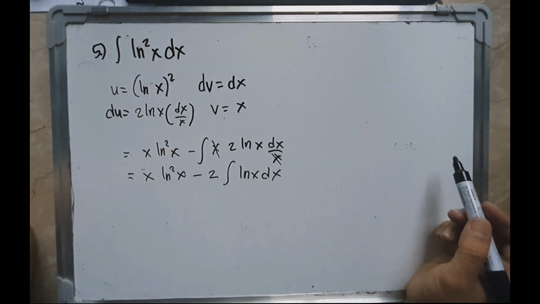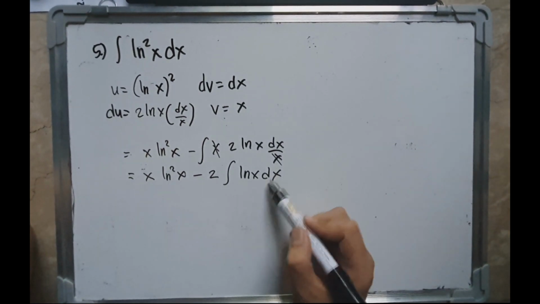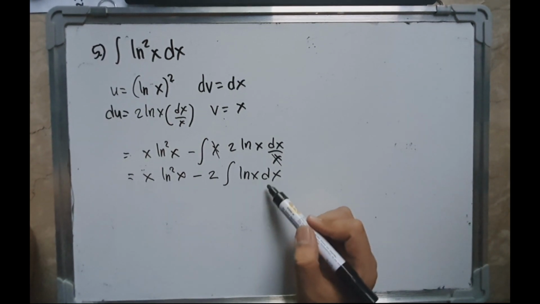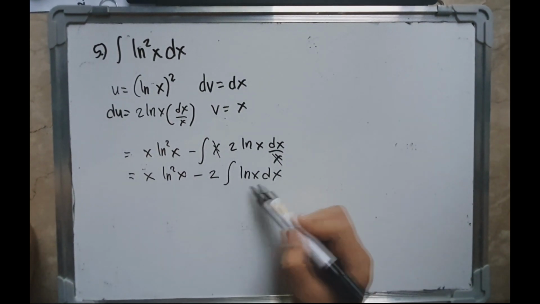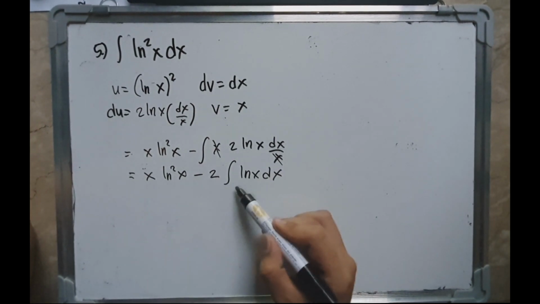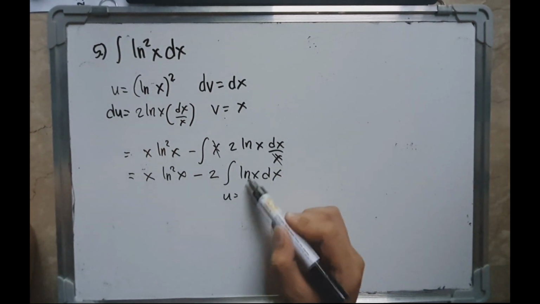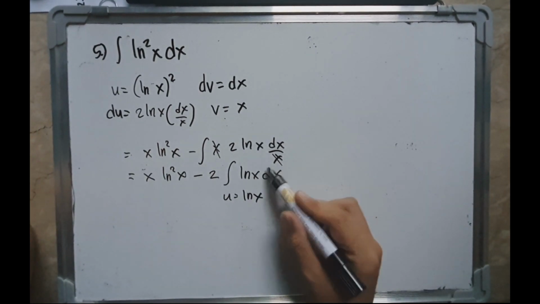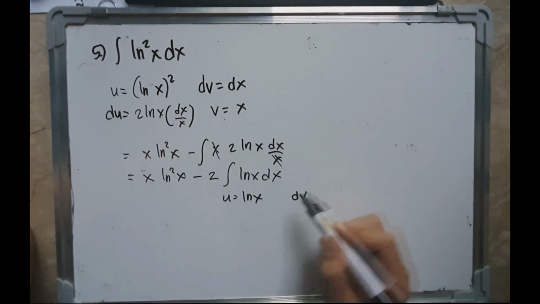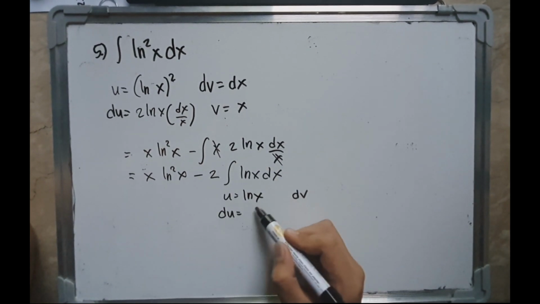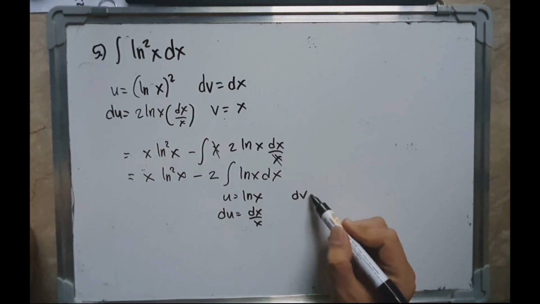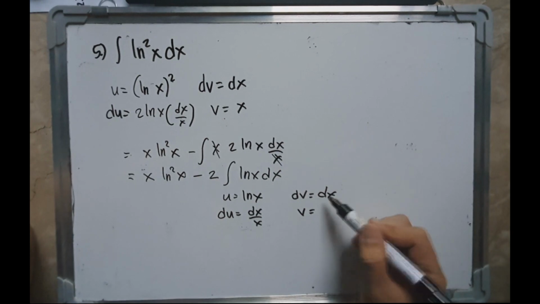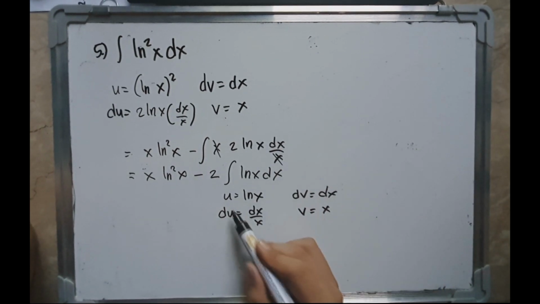Okay, so we will be evaluating this one again via integration by parts because there's no direct integral of this one. So we will be choosing again this one as the u, ln x, and this one as the dv. The derivative of u is dx over x. The dv is the dx, the integral of dv, that will be v, and this will be x.